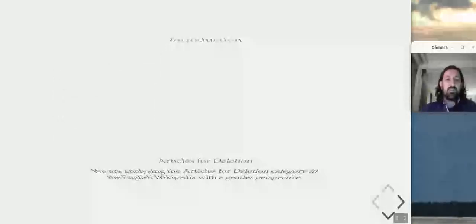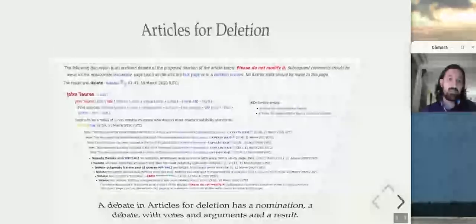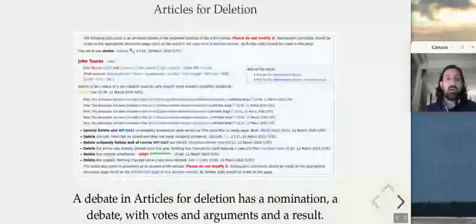Let's start with the introduction. We are analyzing the articles for deletion category in the English Wikipedia with a gender perspective. This is what an article for deletion debate looks like. You have a biography, here you have a proposal, then you have a number of votes, and at the end you have a result of the debate. Pay attention to this part, the voting process, the delete and keep votes in this part of the debate.